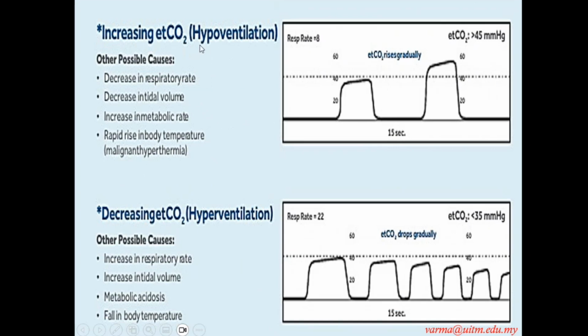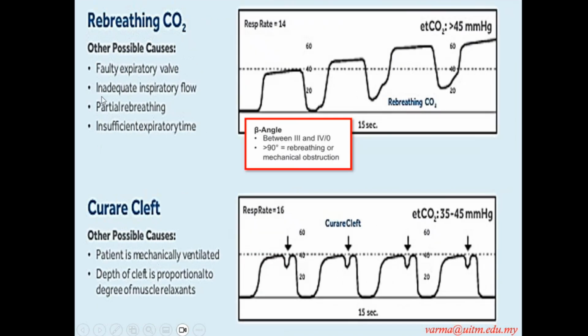In hypoventilation, there is less elimination of CO2, so the EtCO2 will gradually go up. The baseline will be the same, but the end-tidal CO2 will go up. In hyperventilation, the end-tidal CO2 will come down, because more CO2 is being eliminated. Rebreathing, as I mentioned, your baseline will go up, and your EtCO2 will go up because the baseline goes up. The whole waveform is going up and up and up. It could be because of a faulty expiratory valve, low fresh gas flow, partial rebreathing, or insufficient expiratory time.